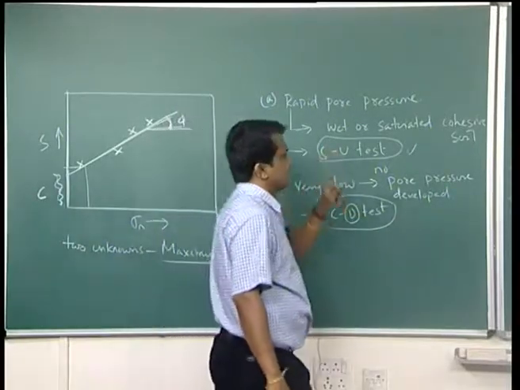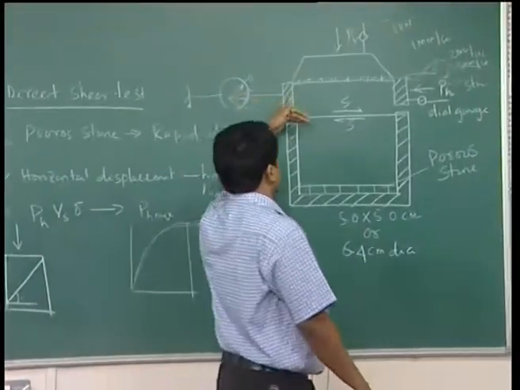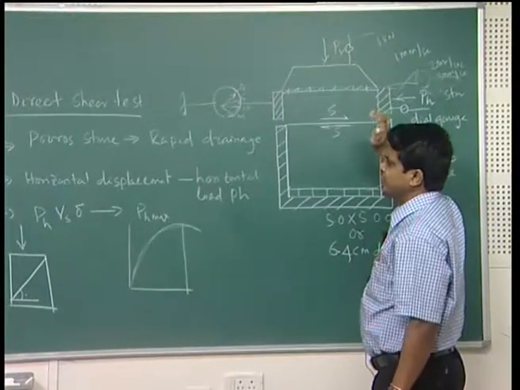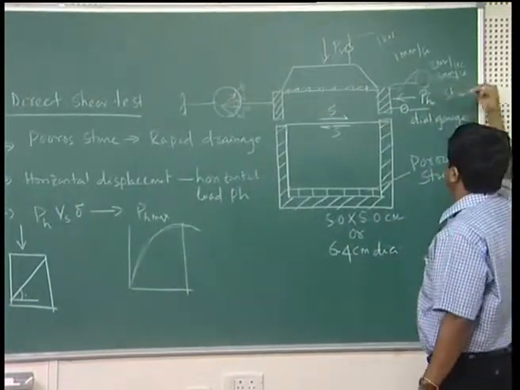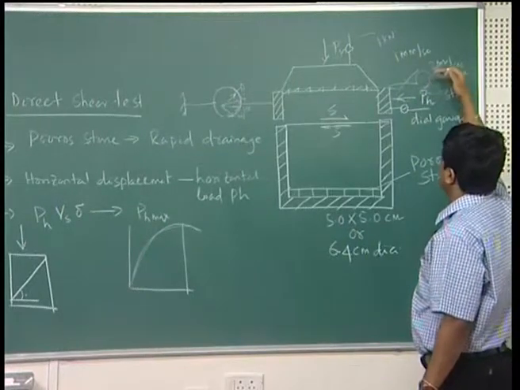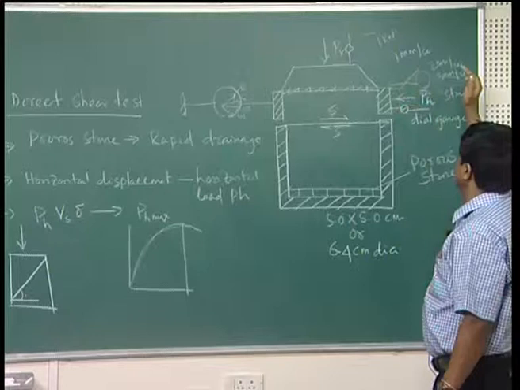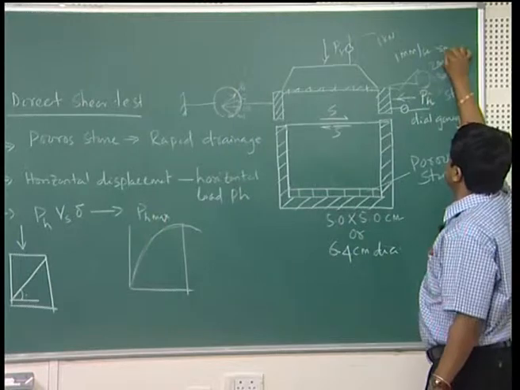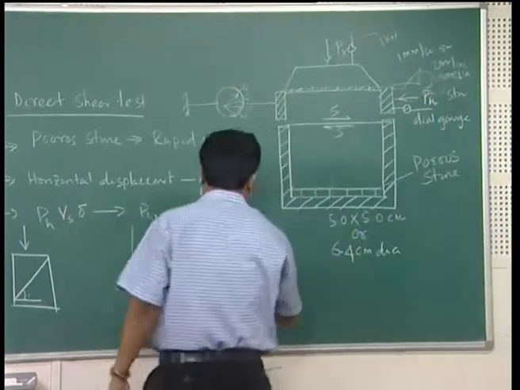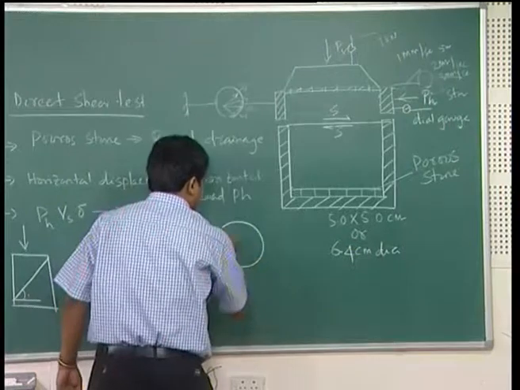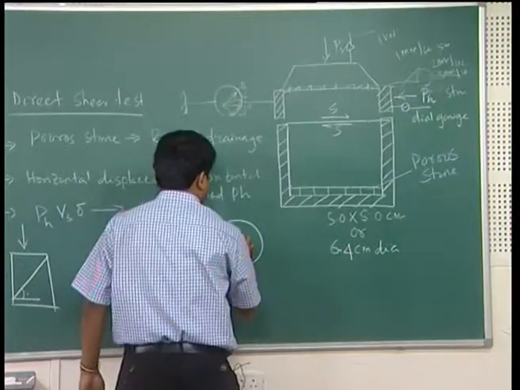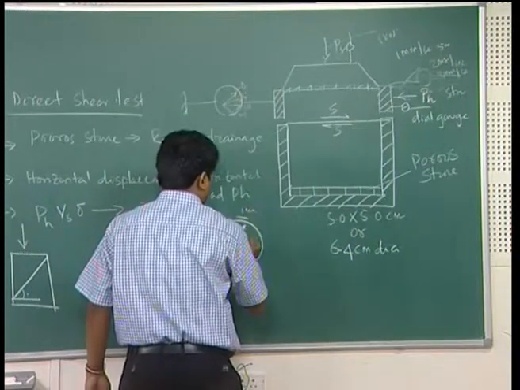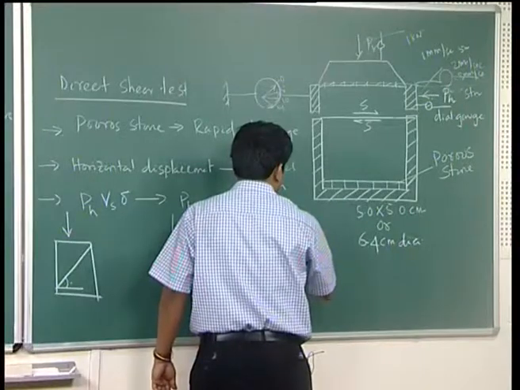Consolidated undrained means the consolidation process will start by applying the normal load. Then after the consolidation process is over, you apply the lateral load with a high rate of displacement per second, say 2 mm per second, 3 mm per second, 4 mm per second or 5 mm per second. That means the displacement achieved by the motor per second, for a slow rate, will be only 1 mm, and for a high rate it will be, say, 5 mm.